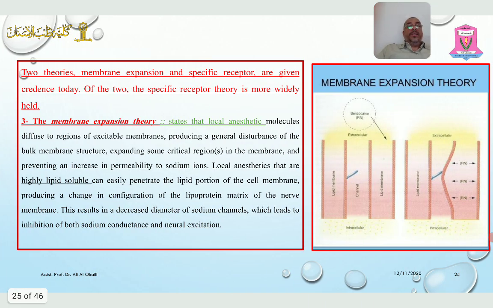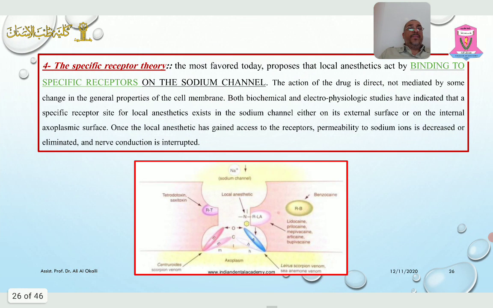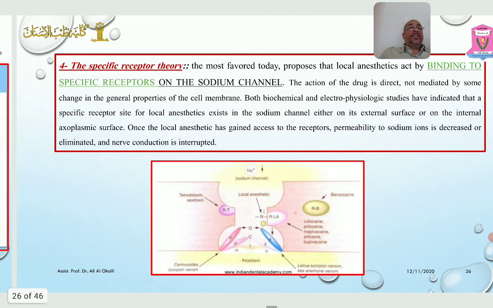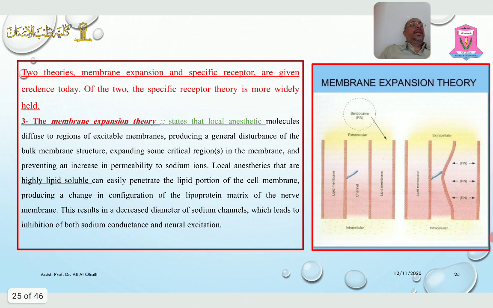These two theories, membrane expansion and specific receptor, are given a credence today. النظريتين التالية اللي هي الممبرين اكسبانشن ثيوري والسبيسيفيك ريسبتور ثيوري هي تقريبا المعمول بها أو اللي تفسر the action of local anesthesia.